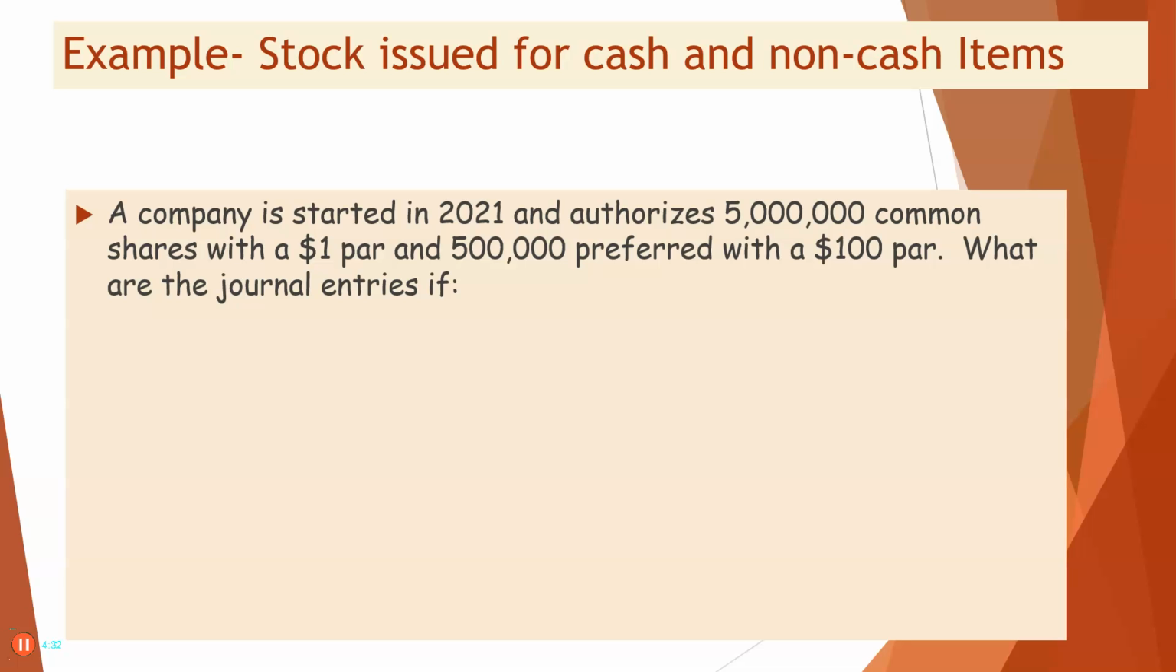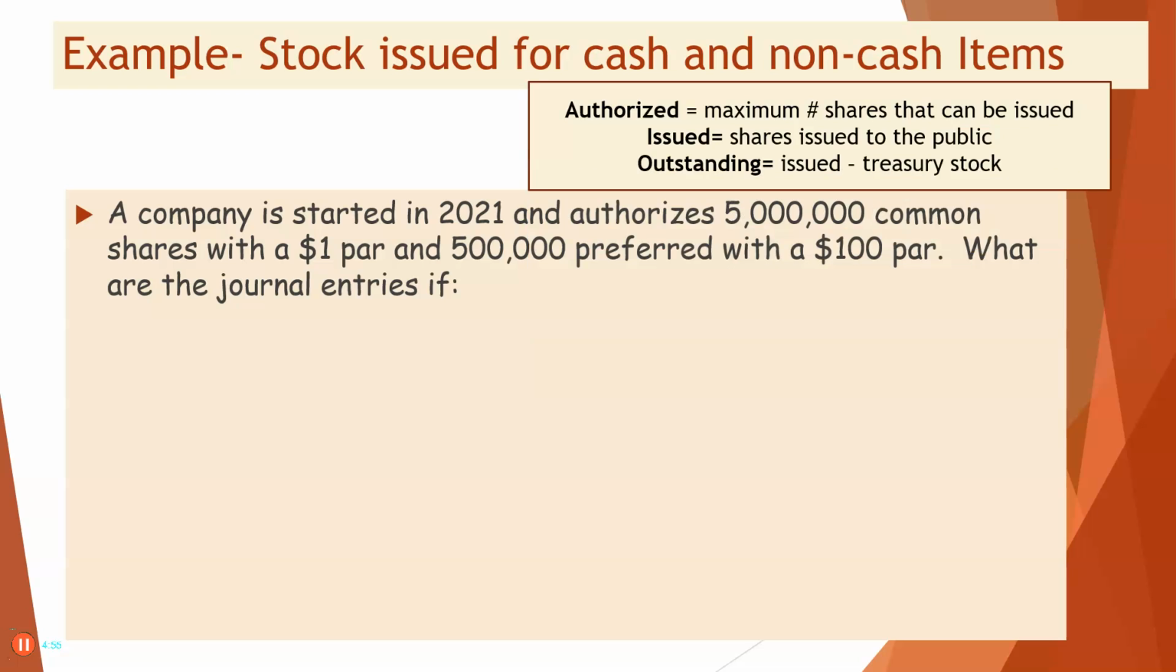Now, let's take a look at a bunch of examples. This is the same company. We're going to go through all these transactions to help you understand it. Now, a company is started in 2021 and authorizes 5 million common shares with $1 par, 500,000 preferred with a $100 par. What are the journal entries? Well, authorized is the maximum number of shares that can be issued. Issued is shares issued to the public, outstanding is issued minus treasury stock. So let's take a look at our journals.